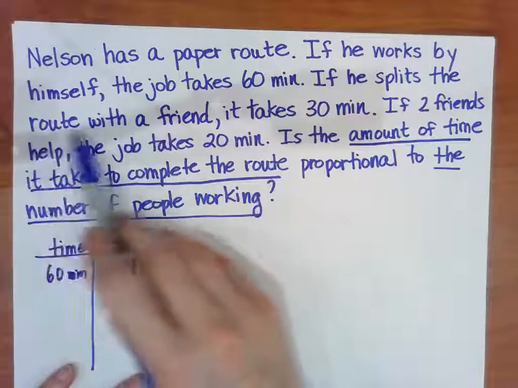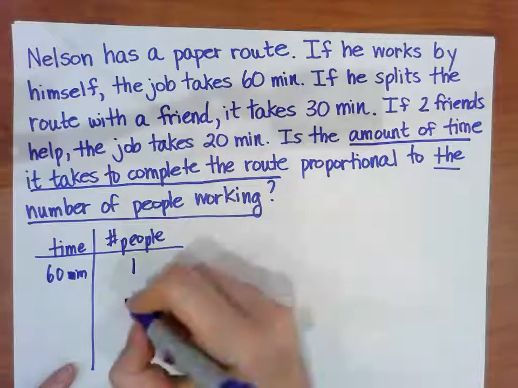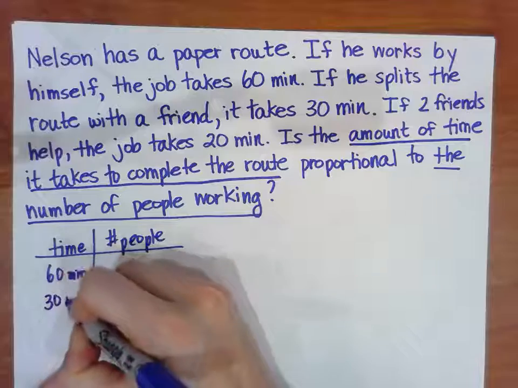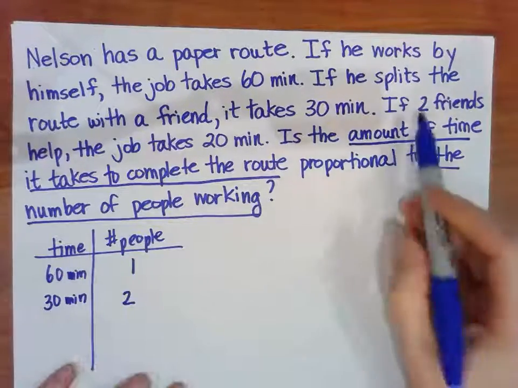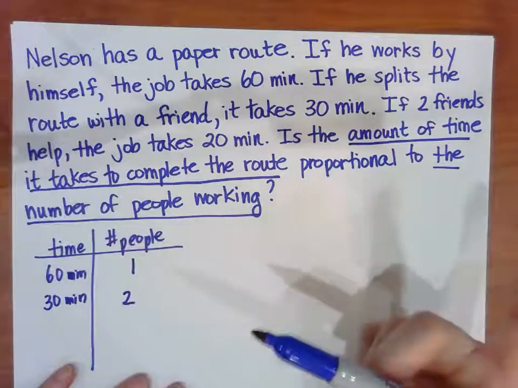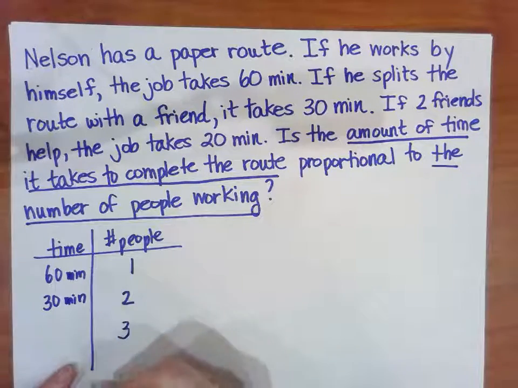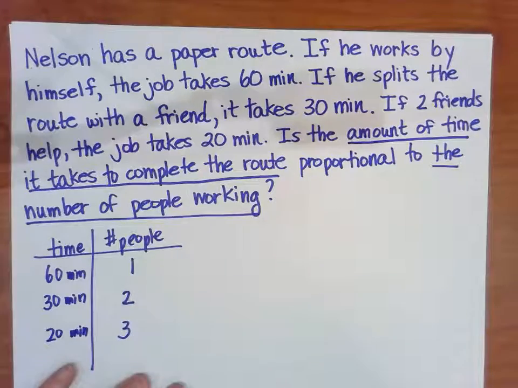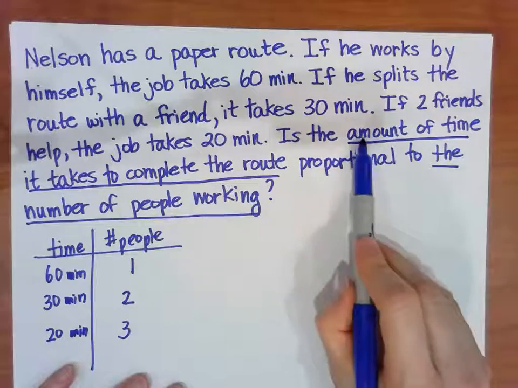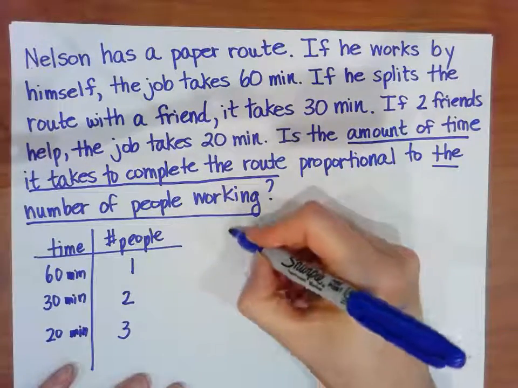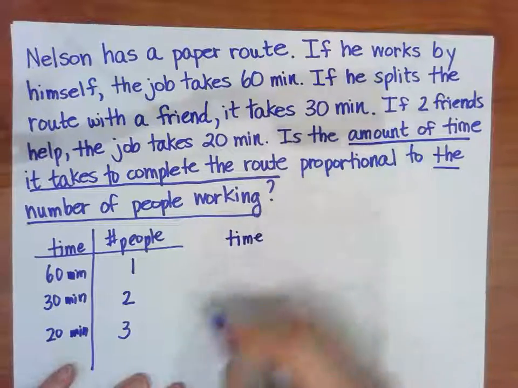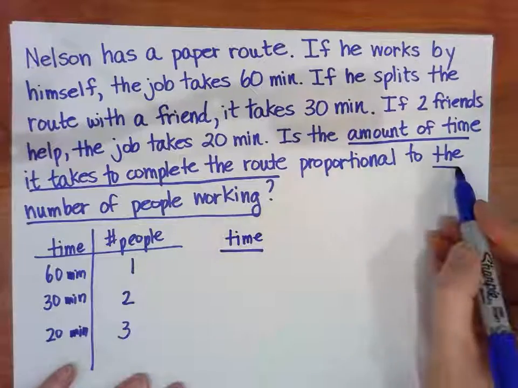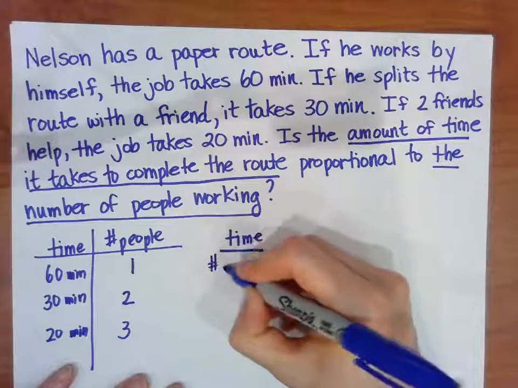Okay. Then if he splits the route with a friend, so there's 2 people working, so we've got 2 people here, then it takes 30 minutes. And then over here, 2 friends help, so there's Nelson plus his 2 friends, that's 3 people. And when there's 3 people, it takes 20 minutes. So we want to make a comparison and look at the amount of time. So time, compared to, and a division relationship, the number of people.